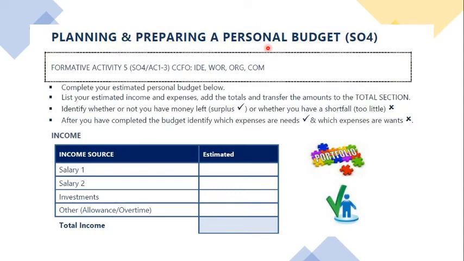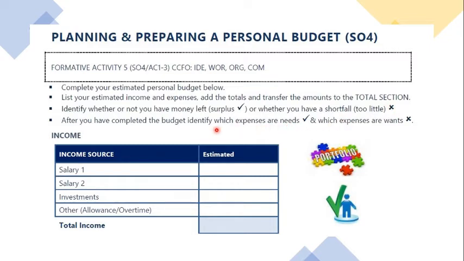Today we're going to look at planning and preparing a personal budget. So that would be your formative activity 5. Complete your estimated personal budget below. List your estimated income and expenses, add the totals, and transfer the amounts to the total section. Identify whether or not you have money left, which is a surplus, that's correct. Whether you have a shortfall, that's too little, so that's a cross.